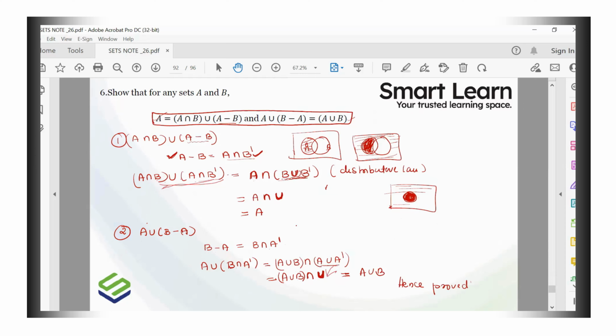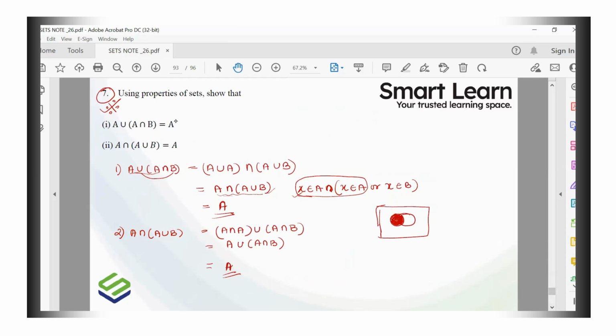Okay. Now, using, this is very important, using properties of sets show that A union A intersection B is A. A union, first we will apply the distributive property. What is A union A? It is A only. A union A intersection B. Here common is A, na? So the answer is A.